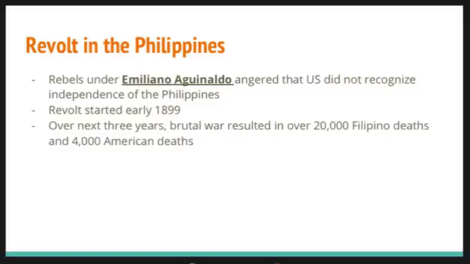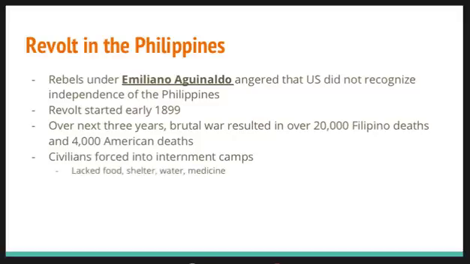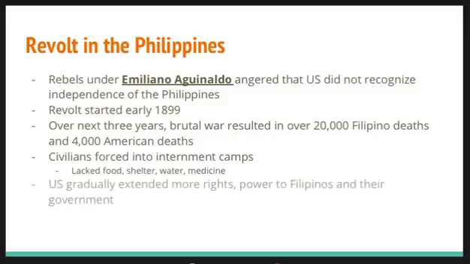It was a brutal war, resulting in at least, if not over, 20,000 Filipino deaths and 4,000 American deaths. And this affected not just soldiers, but also civilians. The civilians in the Philippines were forced into internment camps where they lacked food, shelter, water, and medicine. Disease was able to spread very quickly in these internment camps.